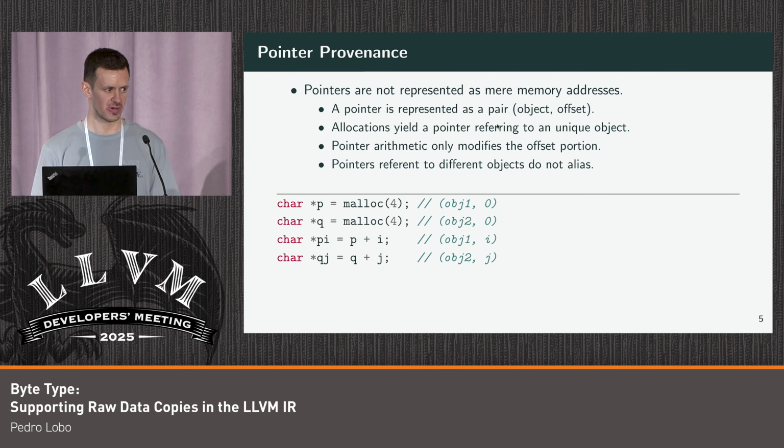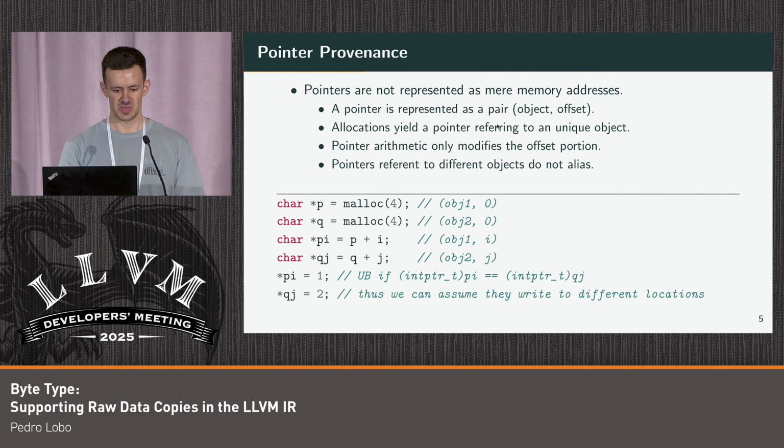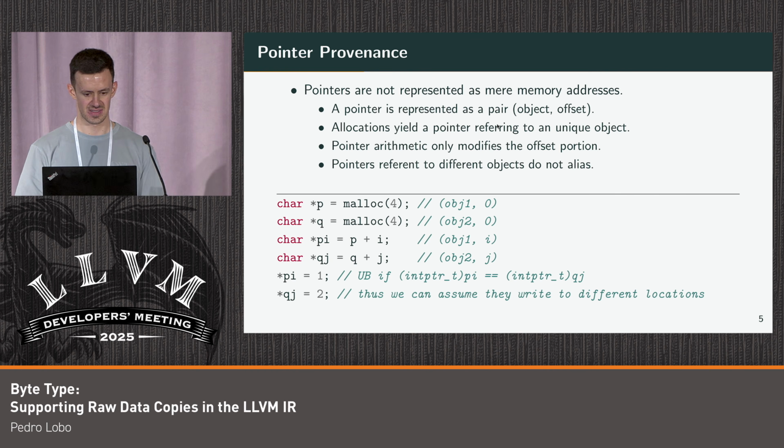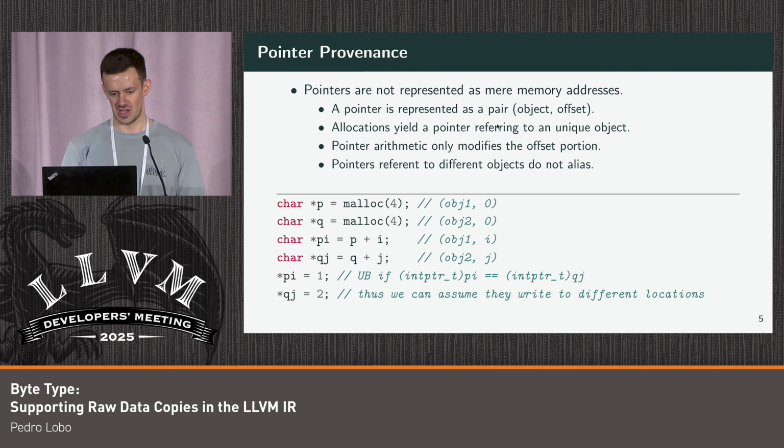So, tracking pointer provenance has the main advantage of simplifying alias analysis, which enables other optimizations. In this particular example, we see stores through both pointers, Pi and Qj, and the compiler, seeing these two stores, is allowed to assume that the two stores do not alias with each other, as these pointers are based on different objects. So this is valid even if Pi and Qj end up having the same underlying address.